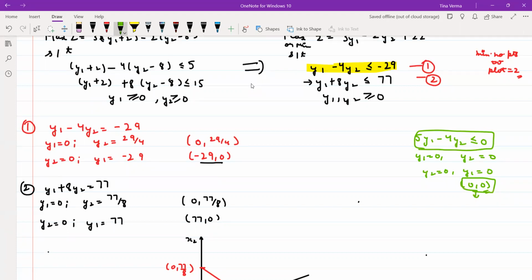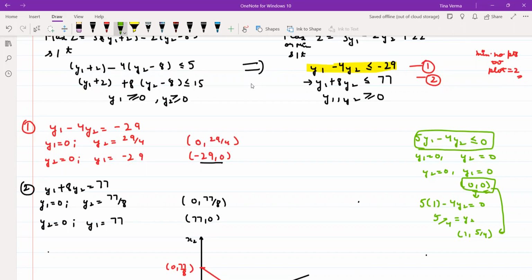The other point you can take, I can take y1 as 1, 0, and I can obtain the value of the other. So my y2 will be 5 by 4. So that is another point, 1, 5 by 4. So that means I got 2 points. Then I can join them by a line.